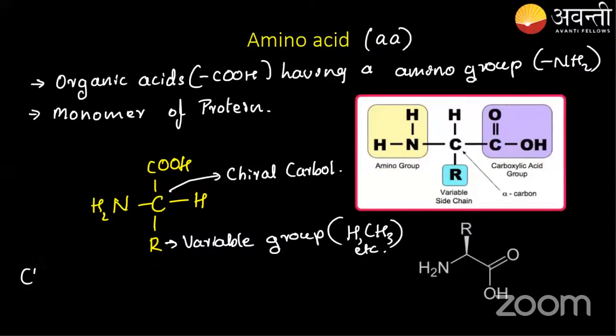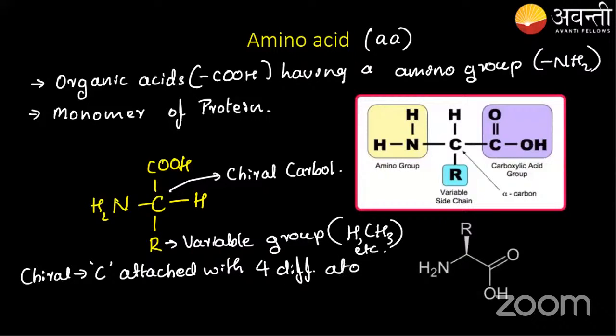What is the meaning of this? Chiral carbon means carbon attached with four different atoms or groups of atoms. That means if you find any carbon attached to four different atoms, like one may be hydrogen, one may be some other atom, or four different groups of atoms, then that particular carbon is called a chiral carbon. The pronunciation is different; you can use whichever one you like.